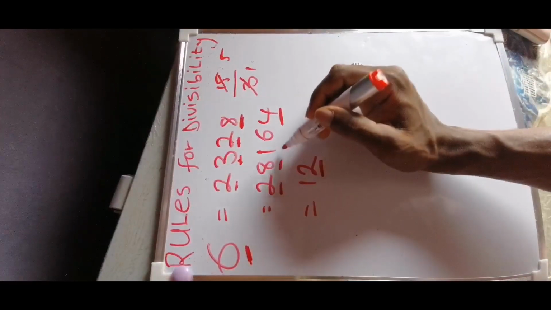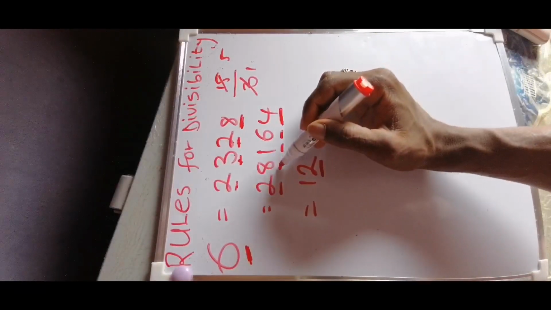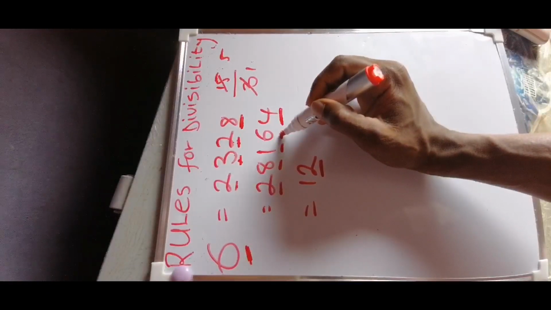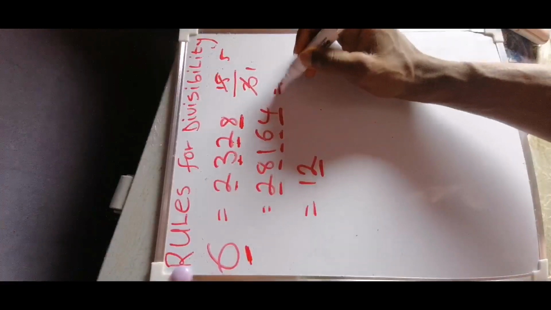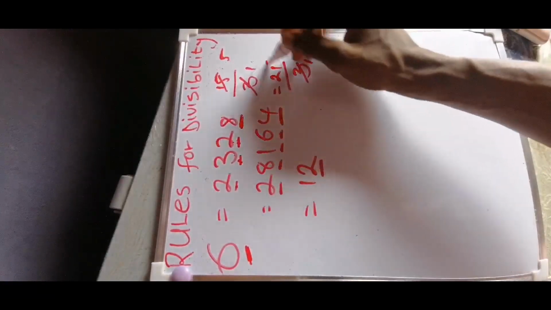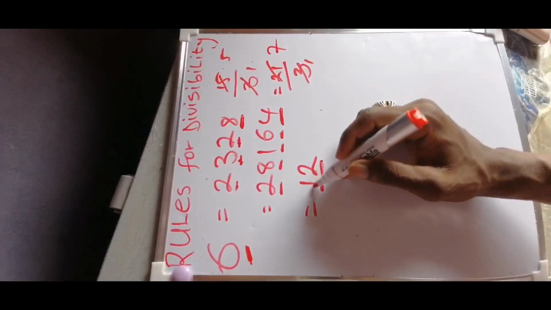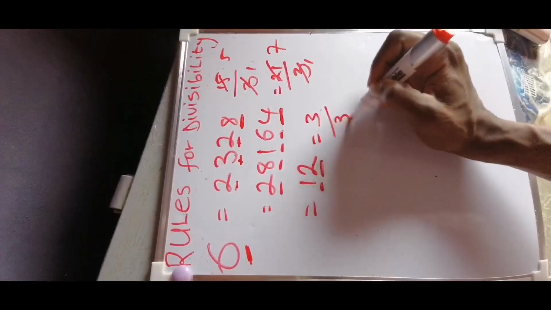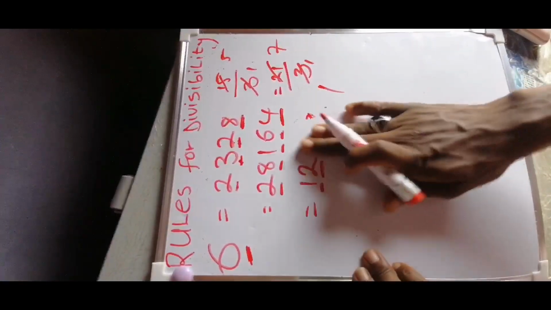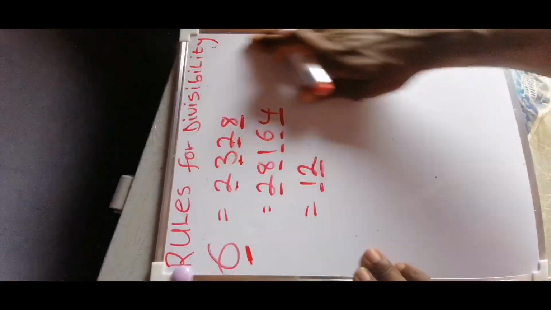Again, we have 2, 8, 1, 6, 4. So 2 plus 8 is 10. 10 plus 1 is 11. 11 plus 6 is 17. 17 plus 4 is 21. So again, 21 can be divisible by 3. 3 into 21 is 7. Again, here we have 1, here we have 2. So 1 plus 2 equals 3. So 3 divided by 3 equals 1. Definitely, we can see now 3 will divide the sum of the digits.